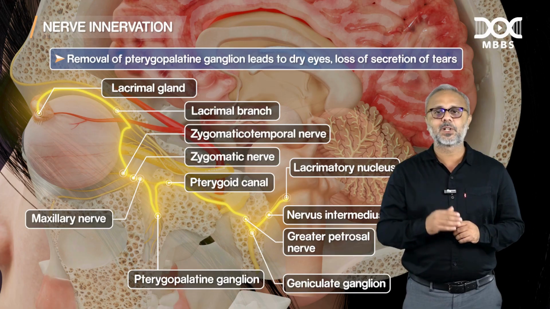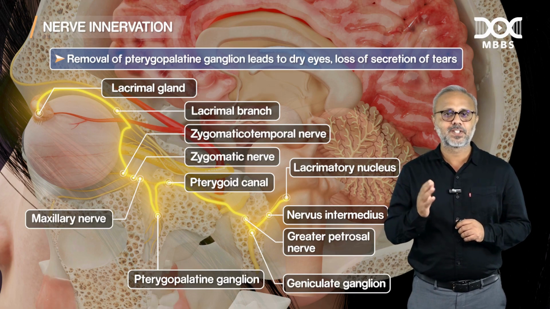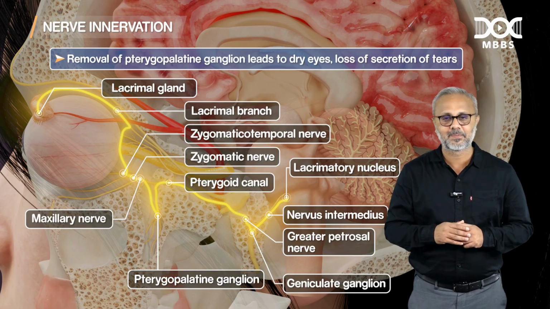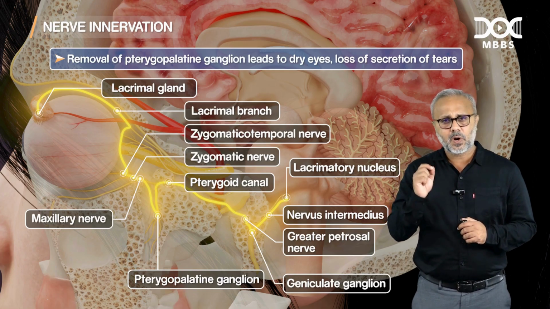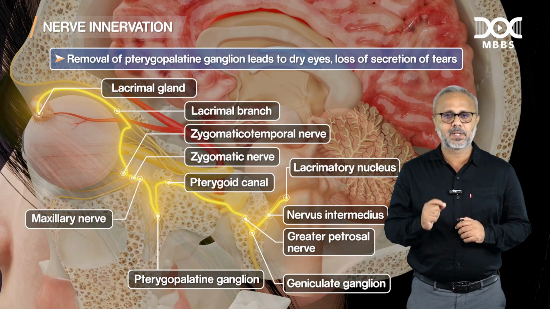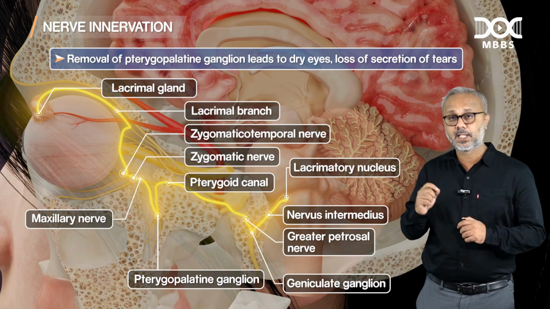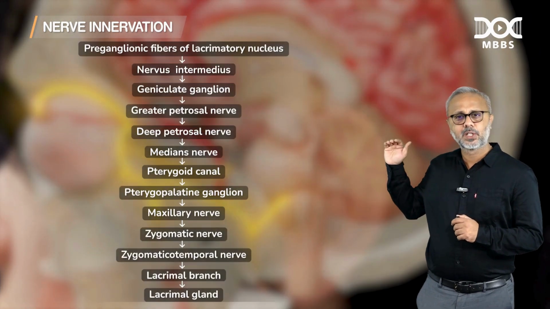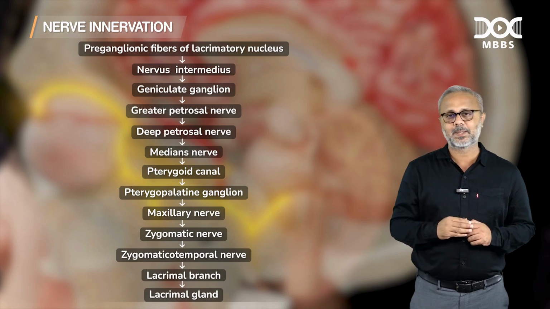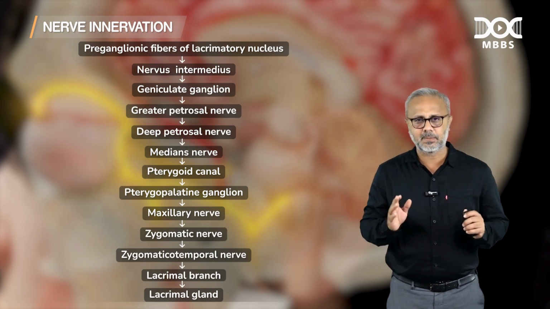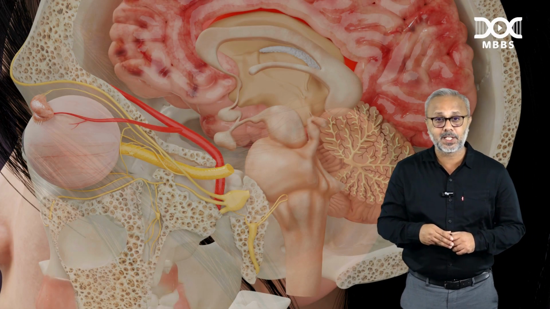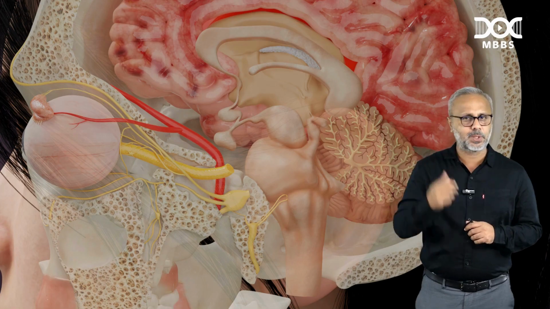So removal of the pterygopalatine ganglion will result in dry eyes and loss of secretion of tears. Of all the components of the lacrimal gland, the innervation, or the nerve supply, is the most important, and you must remember it. You can practice doing it in a flow chart. This is regarding the lacrimal gland. The lacrimal gland has been stimulated by the lacrimatory nucleus and the tears have been produced.